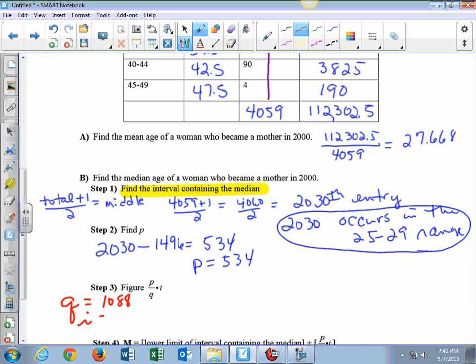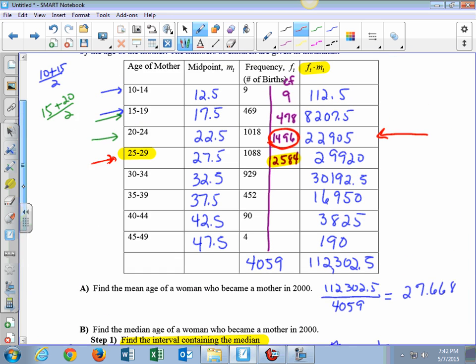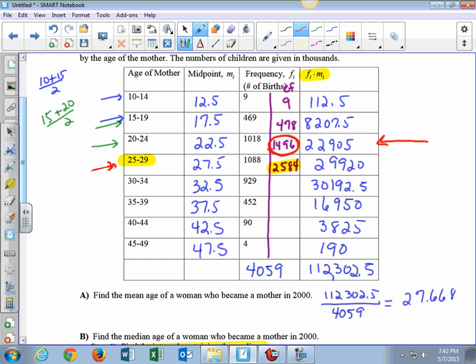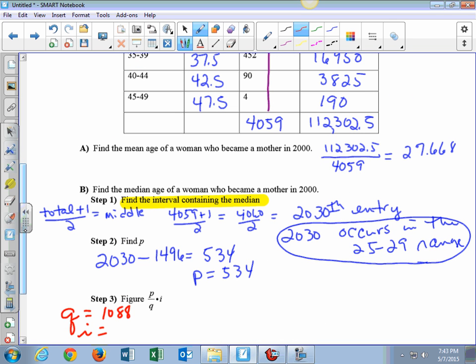I is the size of the interval. The size of the interval is you take two consecutive lower limits and you subtract them. So 10 to 15, that is 5. So I have to now figure out P divided by Q times I. So I'm going to take 534 divided by my Q, which is 1088, times my 5, and I throw that in my calculator, and I get 2.454.